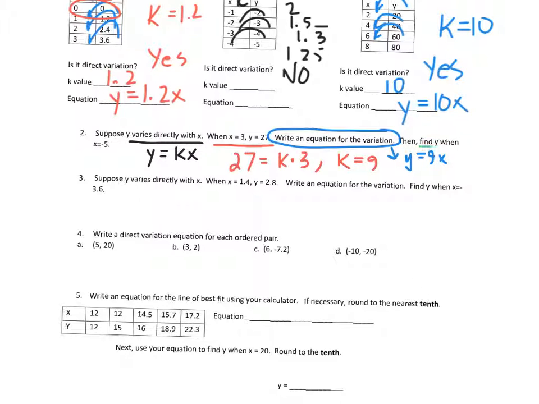And then the last step is find y when x is negative 5. So plug in negative 5 for x. So this is going to be negative 45.